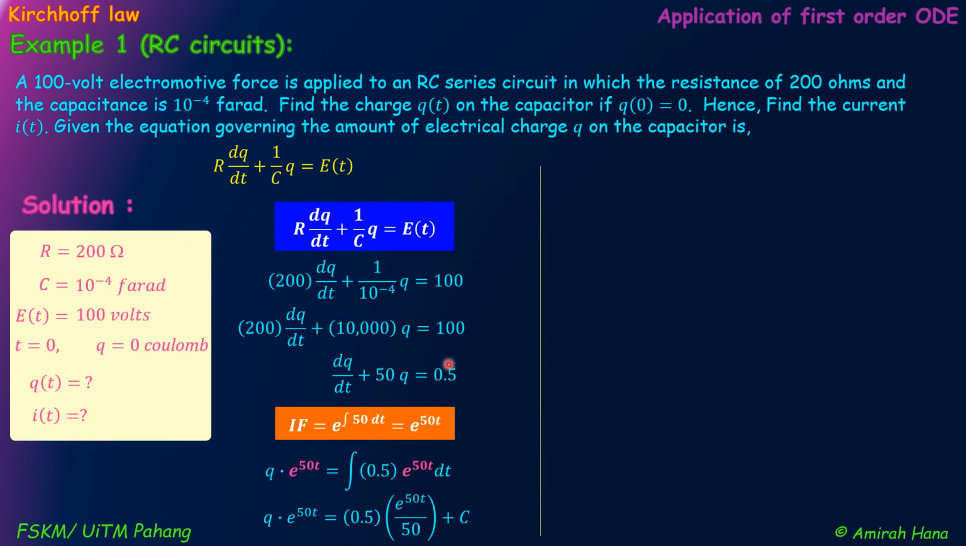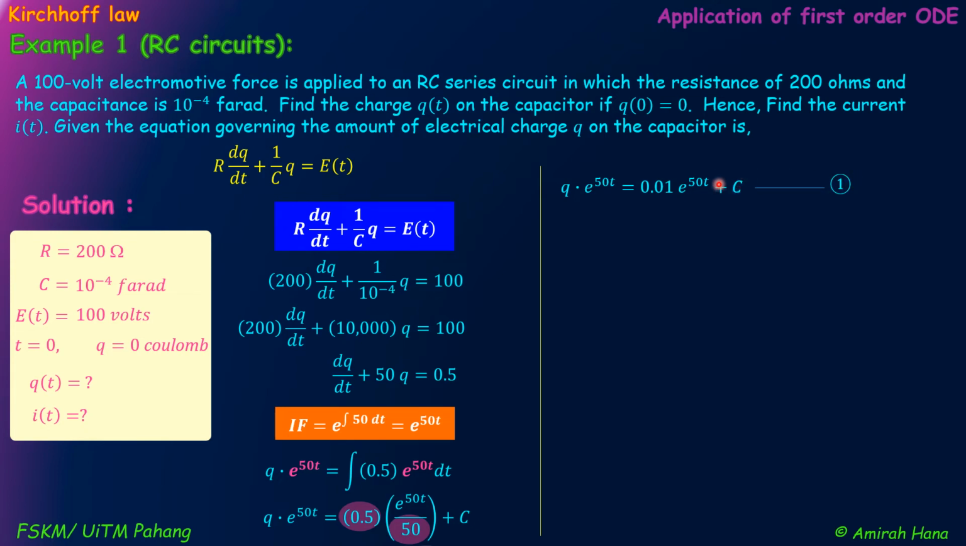After that, we simplify 0.5 and 50 here. So we got this: on the left hand side, we still have q times e to the power of 50t, equals 0.5 divided by 50, which equals 0.01 e to the power of 50t plus c. We name this equation 1.